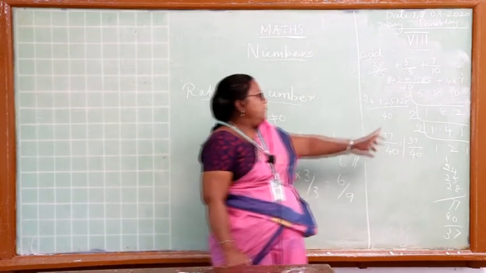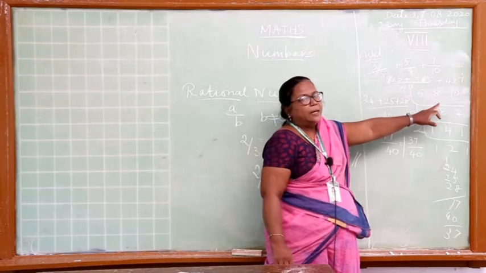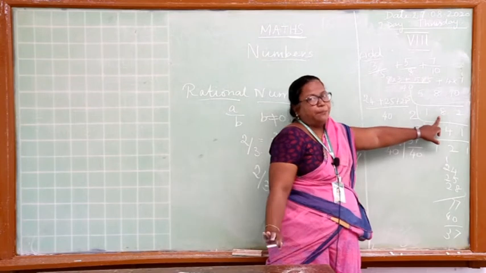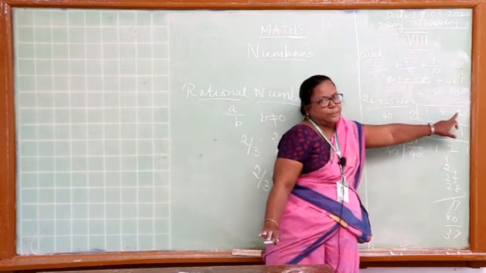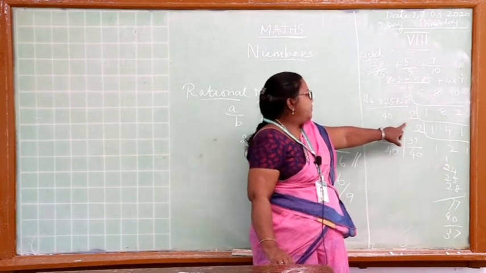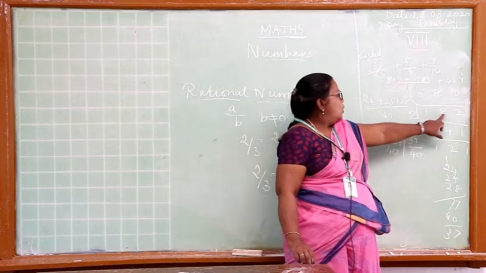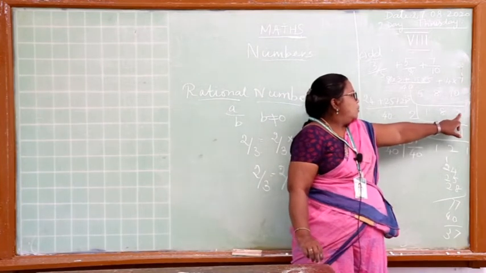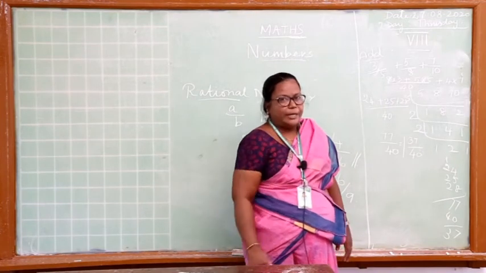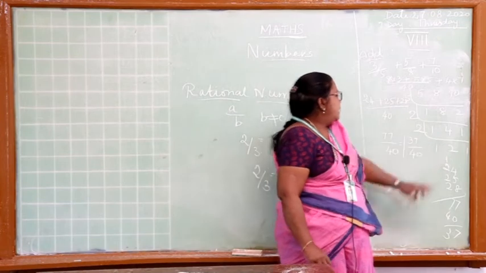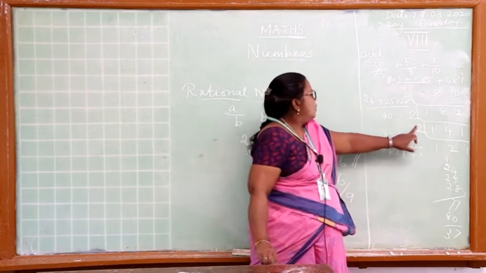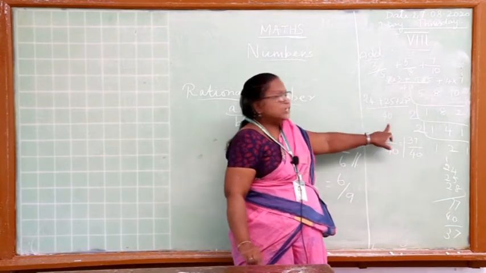See, these numbers are divisible by 5. So 5 1s are 5, 8 we keep as such, then 10 divided by 5 is 2. Again we can divide by the smallest number, that is 2. If you take 2, 2 1s are 2, 4 2s are 8, and then 1 and 1. If you multiply all the divisors you will get 40: 2 into 2, 2 into 2, again 5, that is 40.